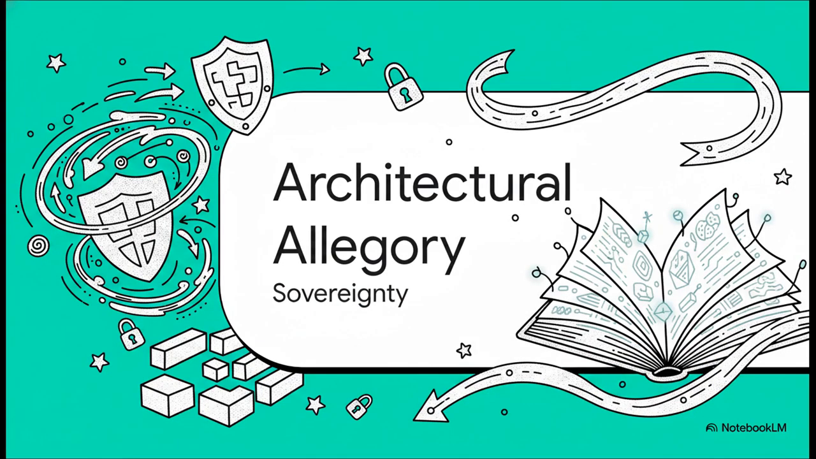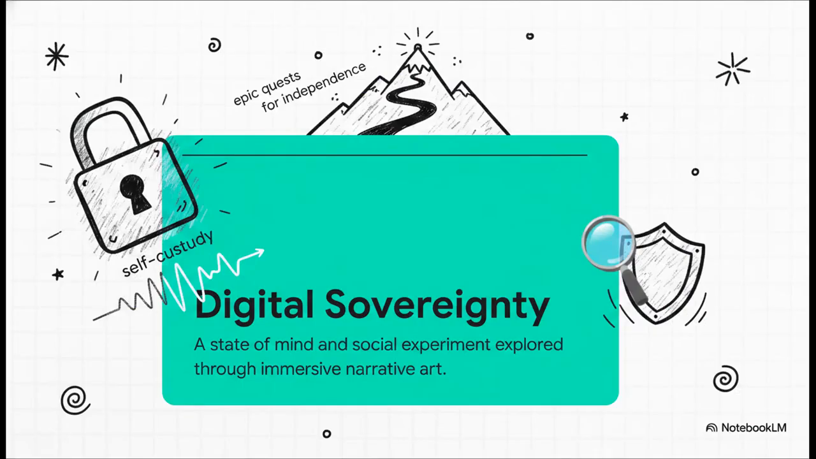Section 1. Architectural Allegory and Sovereignty, Blending Narrative Art with Digital Security. So, we throw around the term digital sovereignty a lot in this space, right? But what does it actually mean in the context of the sanctuary? Well, in this realm, concepts like self-custody and identity protection aren't just dry software rules or standard compliance checklists. They are framed as epic quests for independence, explored through what's called frequency-based conceptual exploration, which, let's be honest, sounds a whole lot cooler than ticking boxes on a security audit.